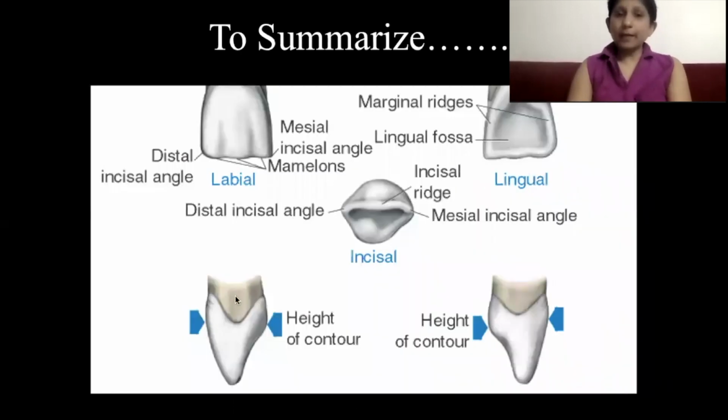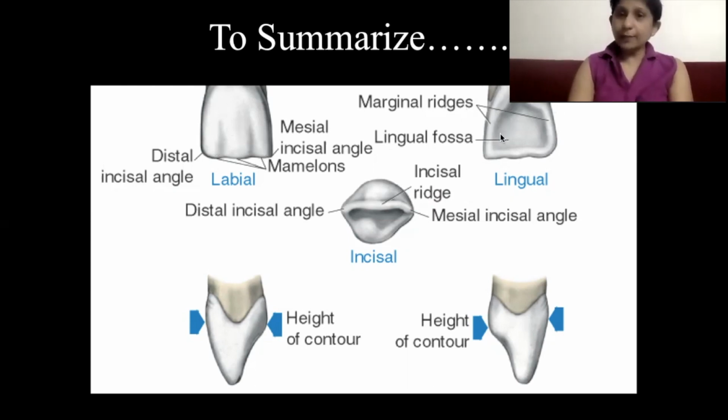So to summarize, this is the labial aspect, where we have a rounded disto-incisal angle and a very sharp mesio-incisal angle. In between, in a newly erupted tooth, you can see the mamelons. These rounded protuberances on the incisal third are called mamelons. These mamelons represent the lobes from which this central incisor has developed. The labial aspect is derived from three lobes, and the fourth lobe gives rise to the lingual aspect.